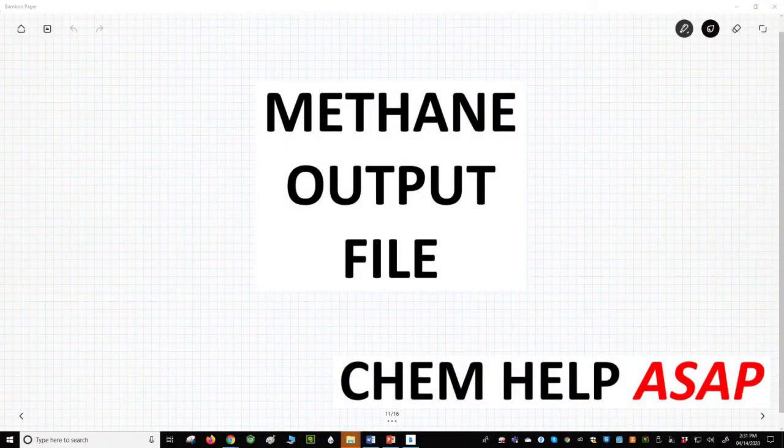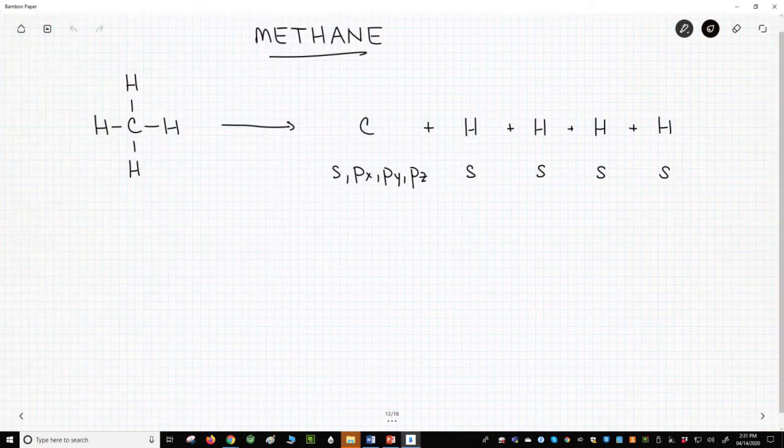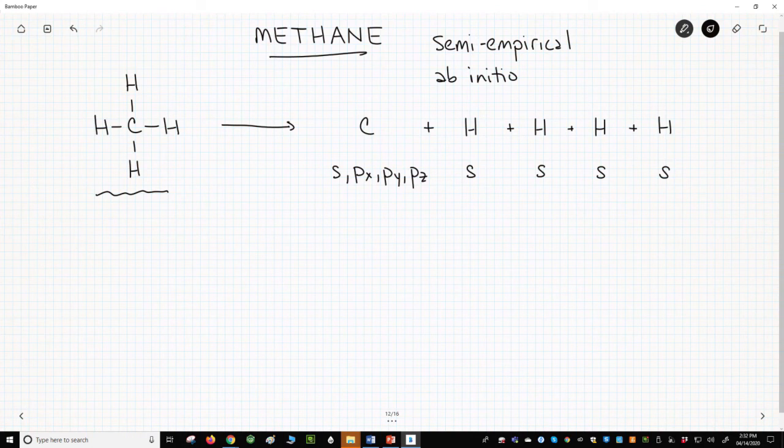Let's see what MO theory data look like. On the screen is methane. We'll analyze methane through MO theory. There are two main types of MO theory that are applied to molecules. One is semi-empirical and the other is ab initio. We're going to use semi-empirical because it's just a bit easier to analyze.